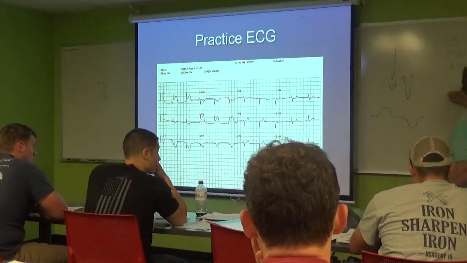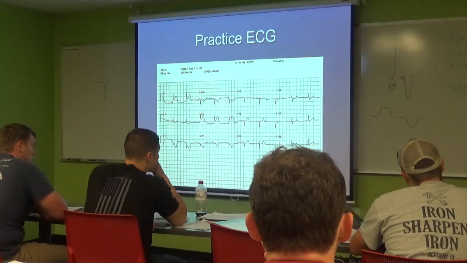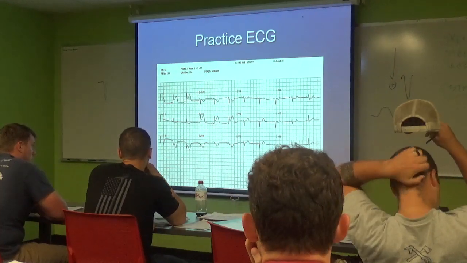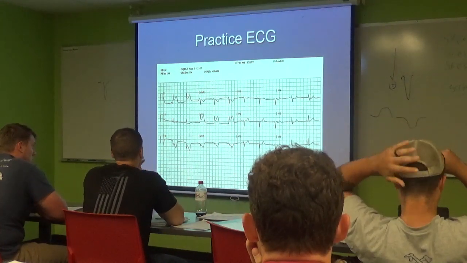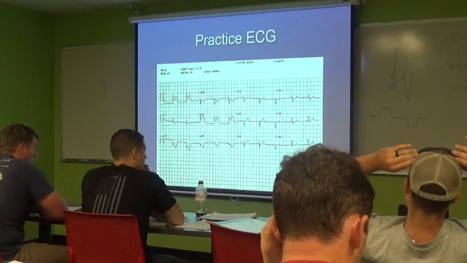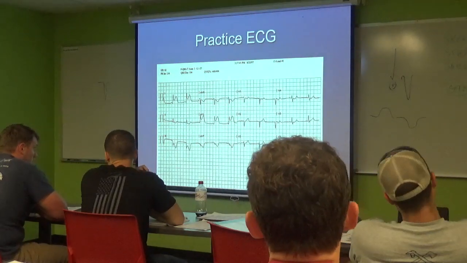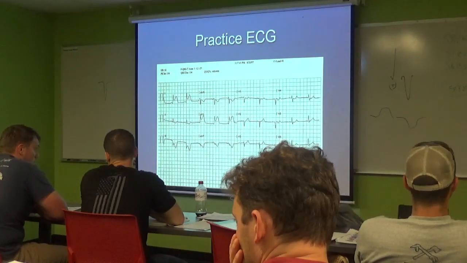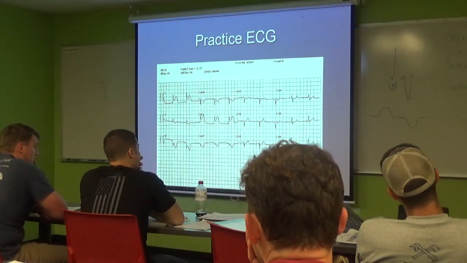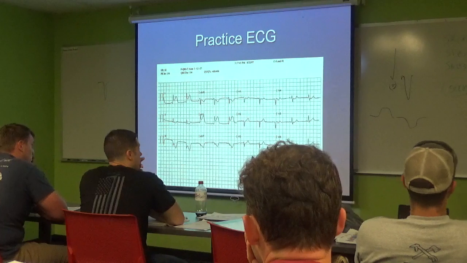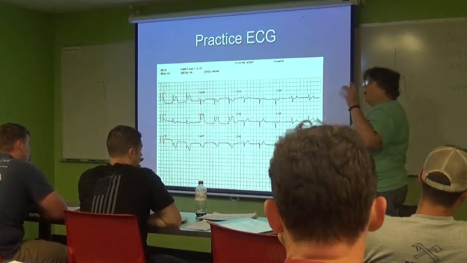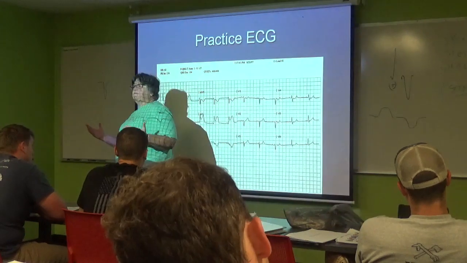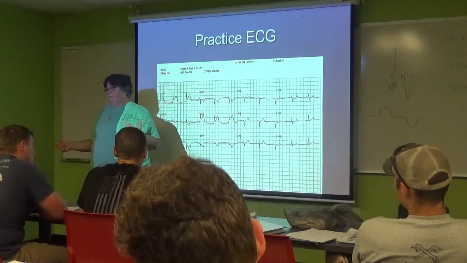I have a STEMI. I have a rate, I have a rhythm, I have a normal axis, normal intervals, and I have 4 millimeter ST elevation, and this is where I found it. That's a perfect write-up on your EKG. Does this make sense? Do you have to have the reciprocal changes on the EKG to call it STEMI? You don't. It's just that it's on the page, and a lot of people ask, why does this happen? Sometimes it happens, sometimes it doesn't.